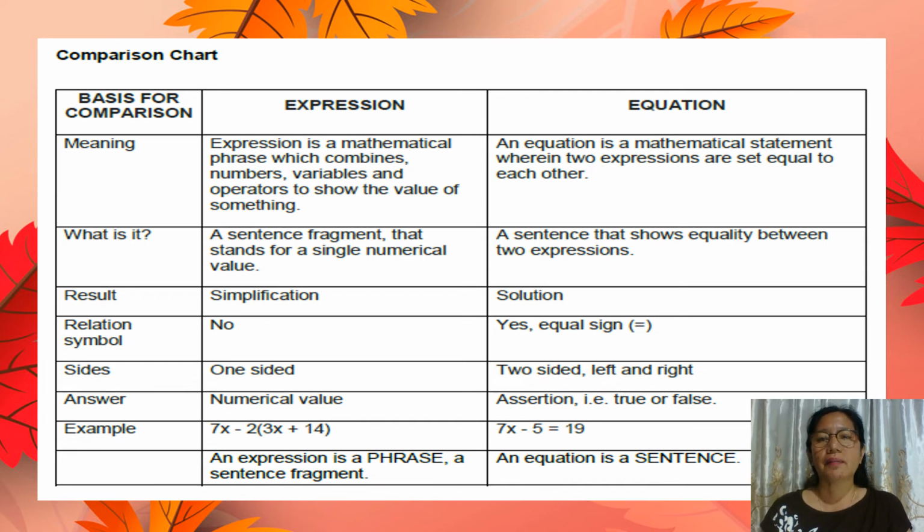It is a mathematical statement wherein two expressions are set equal to each other. It shows equality between two expressions. It has an equal sign. It is two-sided, the left and right. Then it is a sentence, while an expression is a phrase. If we are going to compare it in English, expression is a phrase, while equation is a sentence.